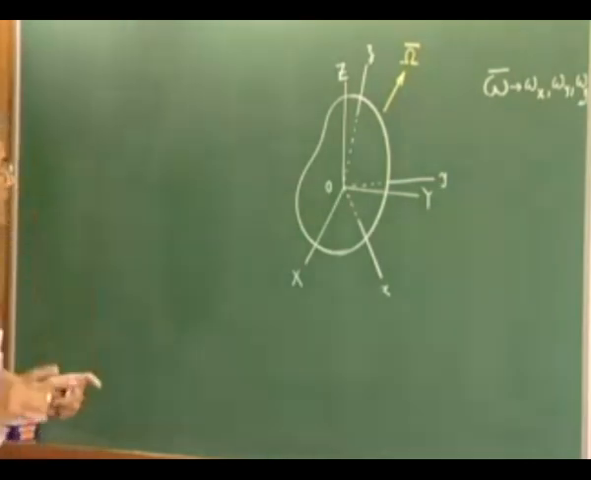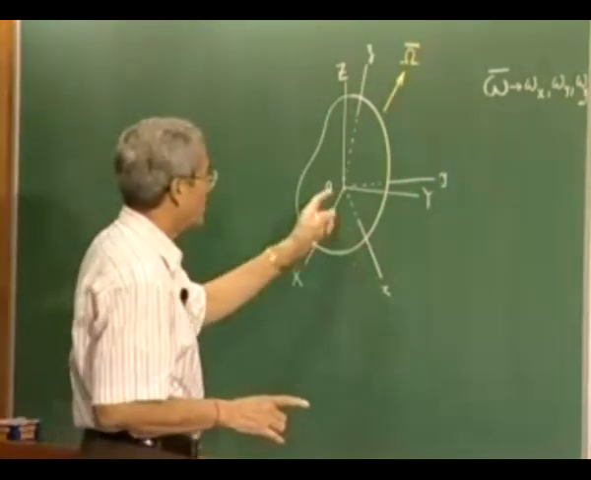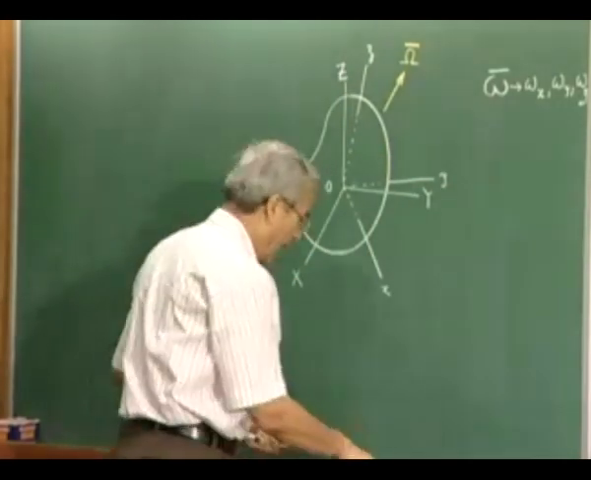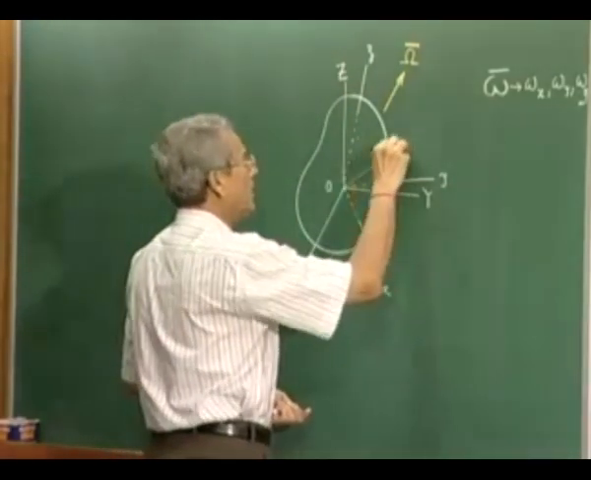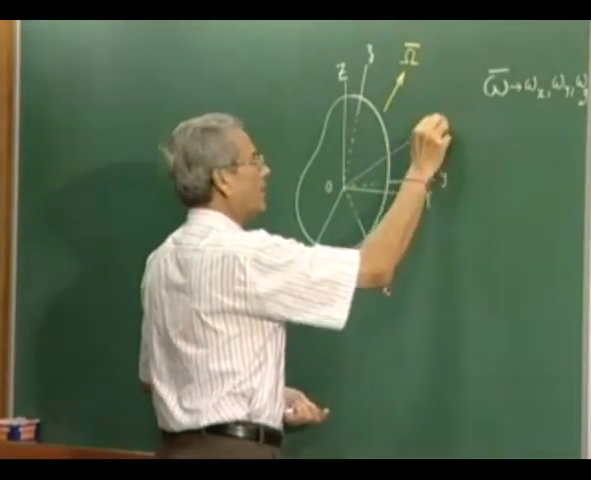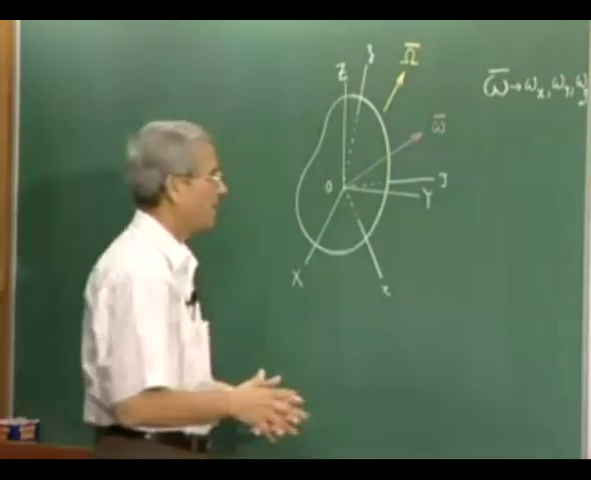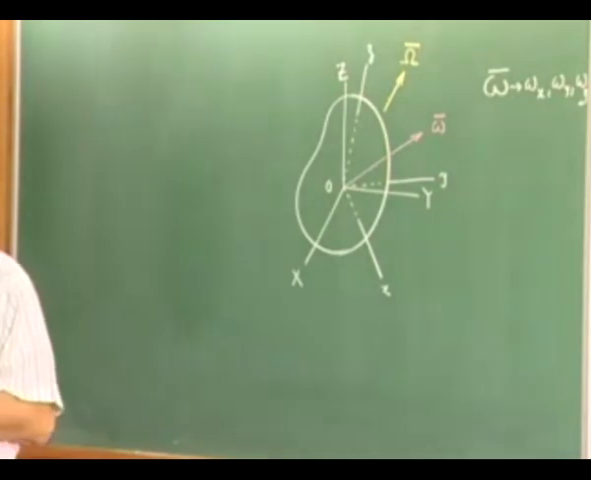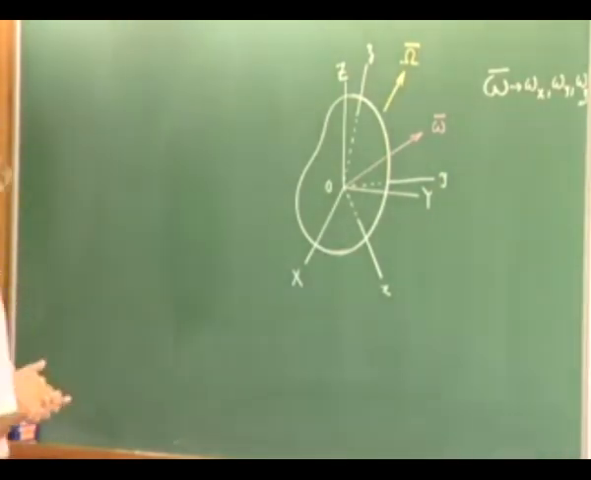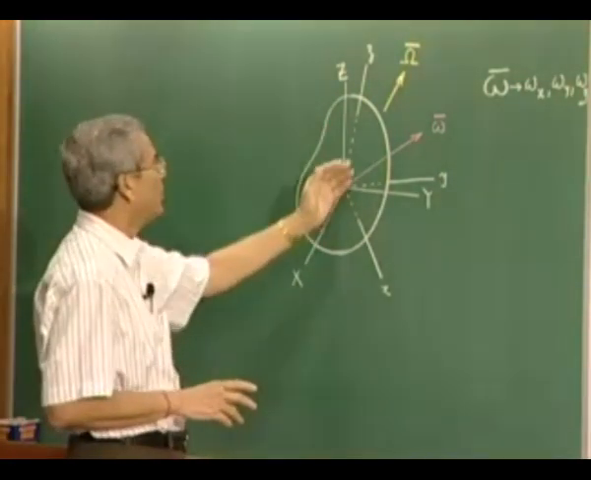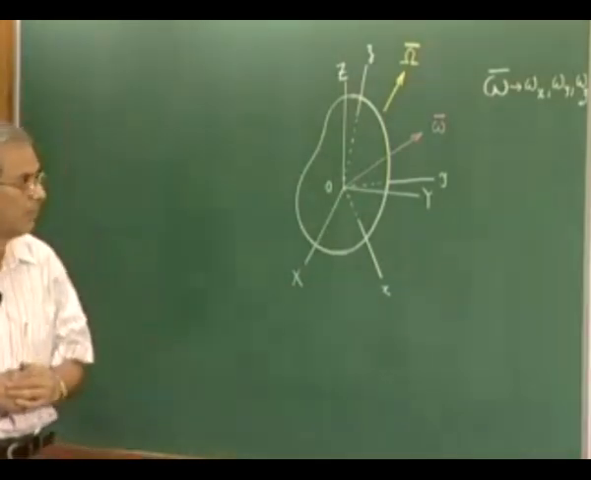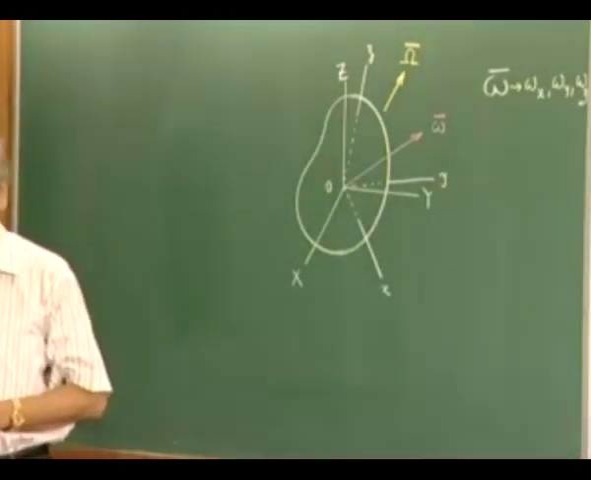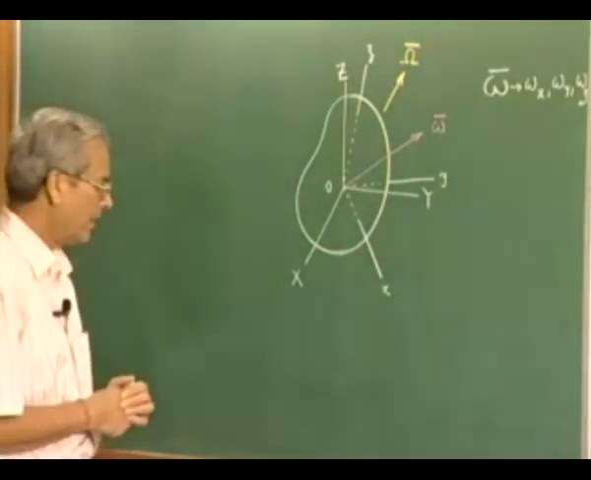Now we have to remember that the angular velocity of this frame xyz, capital omega, is different from the angular velocity of the rigid body, which is small omega. So this is the situation. We have a fixed frame of reference capital XYZ, we have a moving frame of reference small xyz moving with an angular velocity capital omega, and the rigid body which is rotating with an instantaneous angular velocity omega.